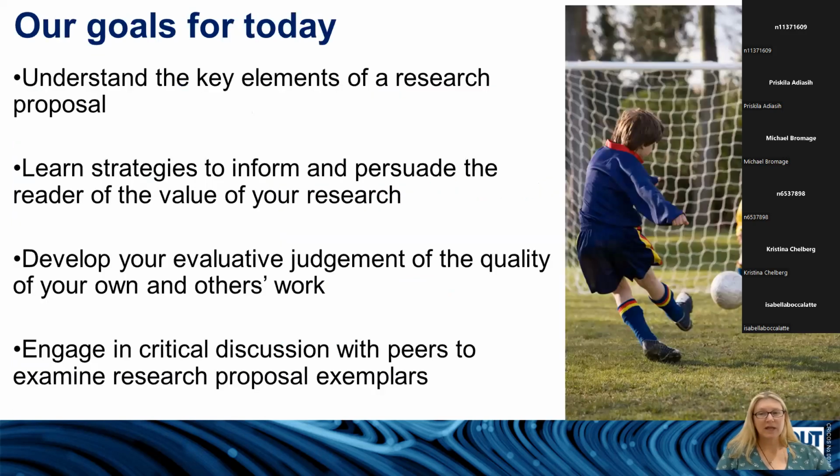So our goals for today: looking at the key elements of a research proposal. We're looking at some strategies about informing and persuading. We're looking at improving your evaluative judgment when you're looking at your own and others' works. We do that with our exemplars, and you're going to have some critical discussion with your peers as well. So evaluative judgment is your ability to judge the quality of the writing.